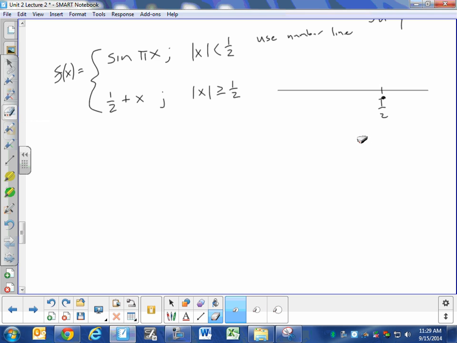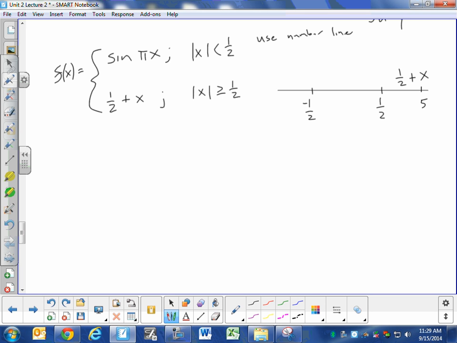However, if you think about the absolute value making things positive, I could also think that negative 1/2 is also going to be a focus. And here's why. If I'm thinking about big values bigger than 1/2, like 5, well, the bottom piece is when x is bigger than 1/2. So the bottom piece, the 1/2 plus x, is going to be that piece when x is bigger than 1/2. Well, that's also going to be the piece when x is less than negative 1/2. If I talk about negative 5, well, the absolute value of negative 5 is positive 5. That is bigger than 1/2.